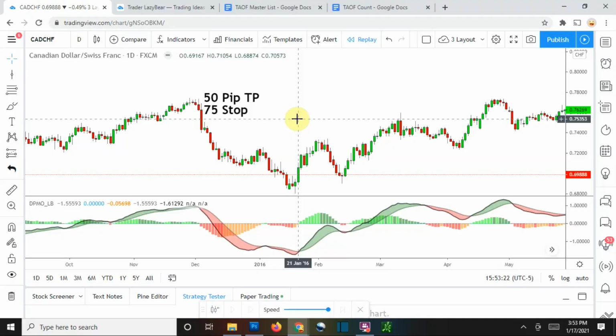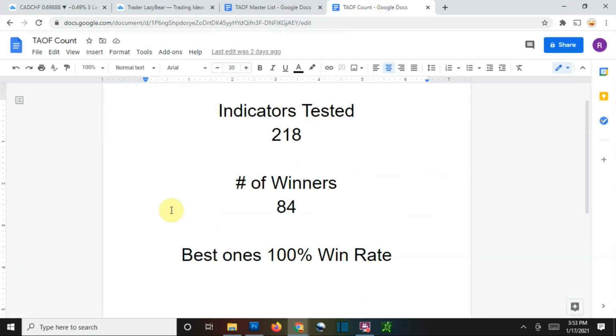Alright, as I said, today we will be looking at the DecisionPoint Price Momentum Oscillator. But before we do, I wanted to put the indicator scoreboard up for everyone to see. So to date, we have tested 218 indicators, and out of those 218 indicators, 84 of them have been winners, which means that they have met or exceeded the 60% win-loss ratio threshold that we have set for them. The best ones so far were able to achieve a 100% win rate.